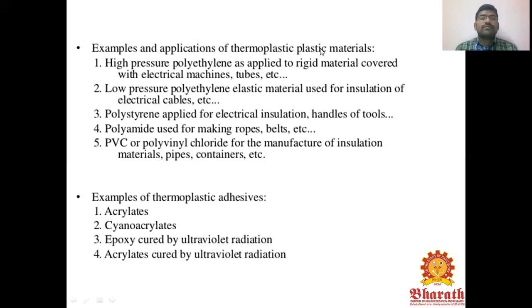Examples and applications of thermoplastic material. High pressure polyethylene is applied as a rigid material covering electrical machines and tubes. Low pressure polyethylene is an elastic material used in insulation and electrical cables. Polystyrene is applied to electrical insulation and the handles of tools. Polyamide is used in making ropes and belts. Polyvinyl chloride is used for the manufacture of insulation material, pipes, and containers. There are different types of applications of thermoplastic material.